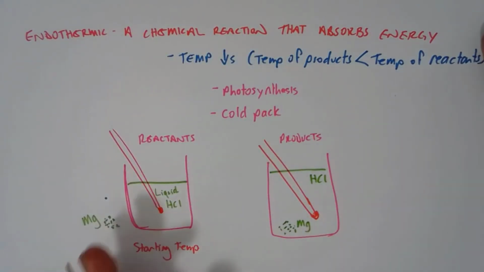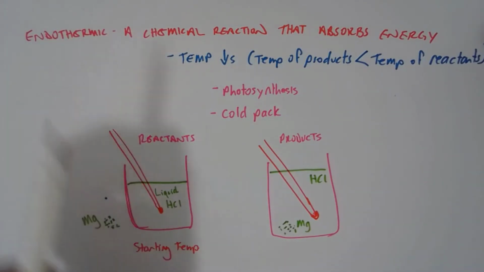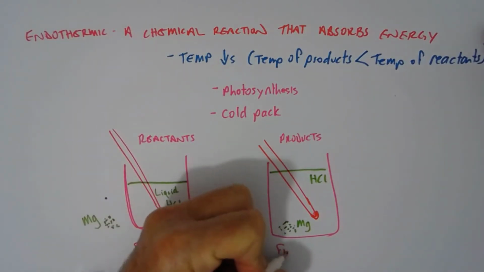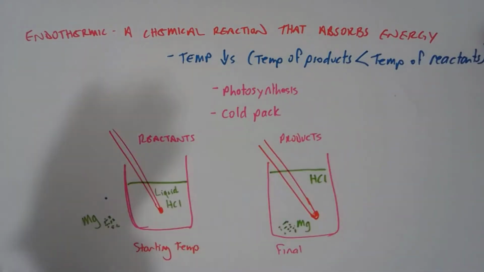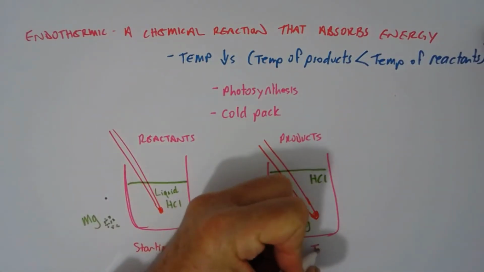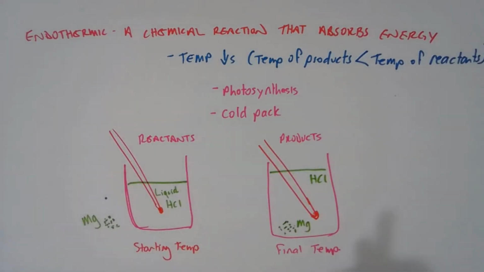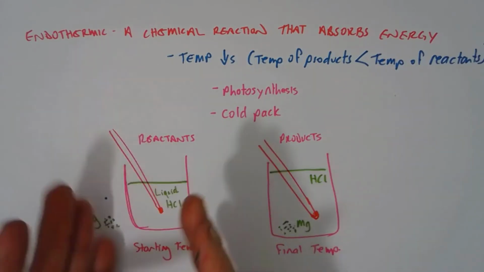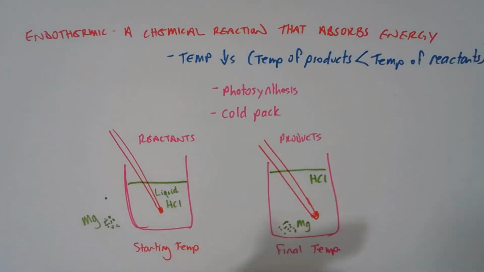And we can see what happens. Does the temperature increase? If it increases, then it's an exothermic reaction. If the temperature decreases, then it is an endothermic reaction. So the way we can work out if it's an endo or an exothermic reaction is to measure the temperature of the reactants and compare it to the temperature of the products. So our thing that we're measuring is our dependent variable, and the thing that we're changing is reactants versus products, and that's our independent variable.